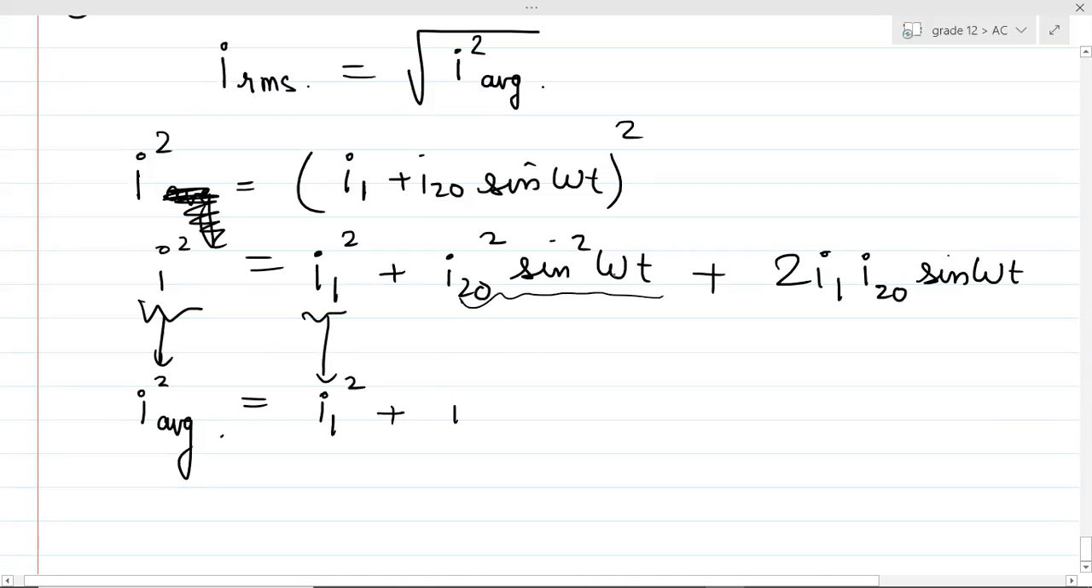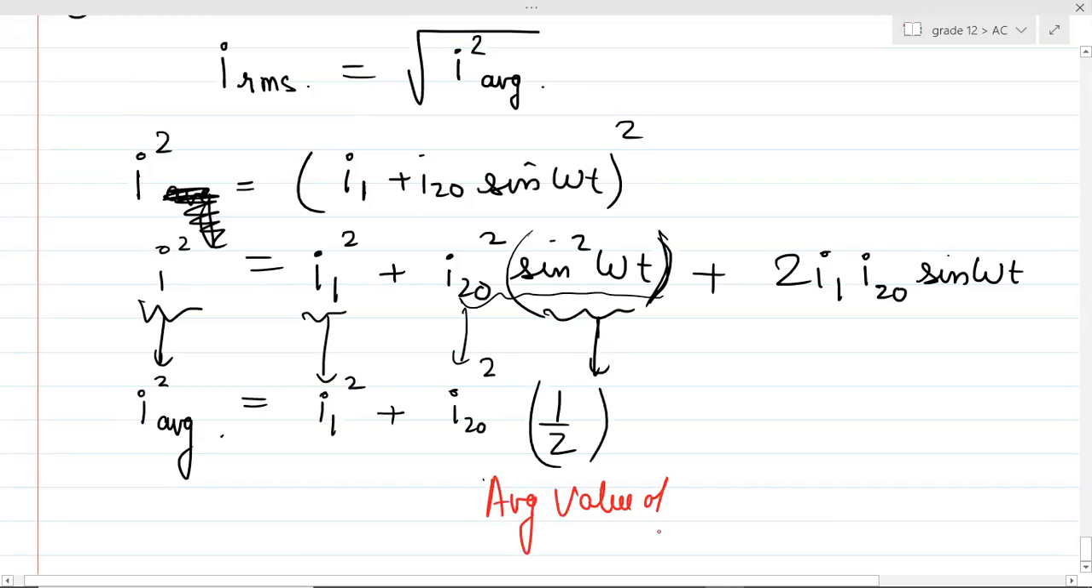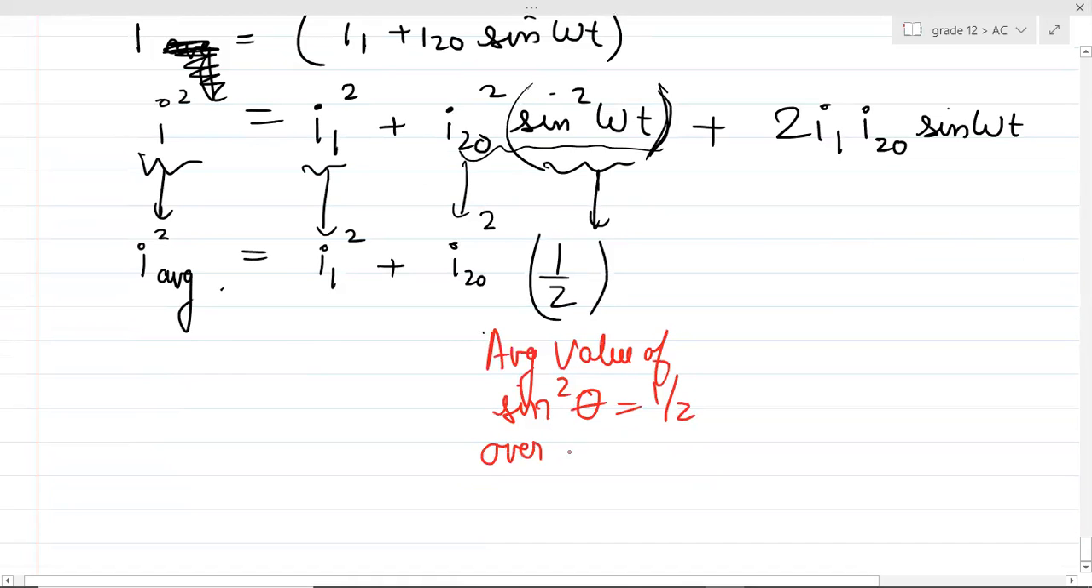Can you see this function also needs to be integrated once? Or instead of doing this, you can just remember this thing, I2 naught square, you can write as it is. And the average value of sine square theta is basically 1 by 2. You can write the reason as well. The average value of sine square theta is basically 1 by 2 over a complete time period, over a complete cycle.